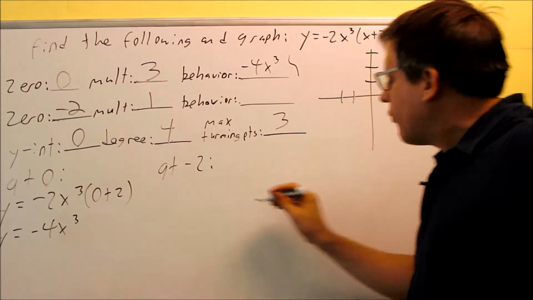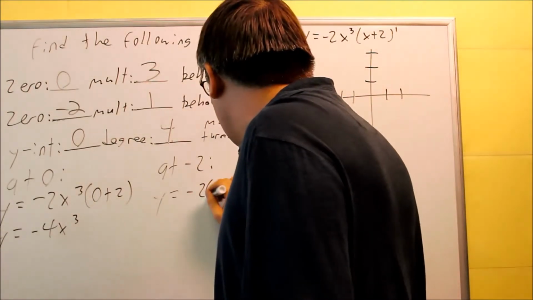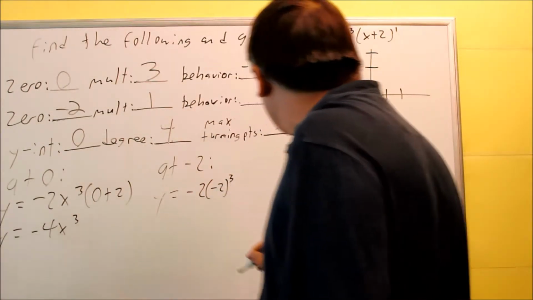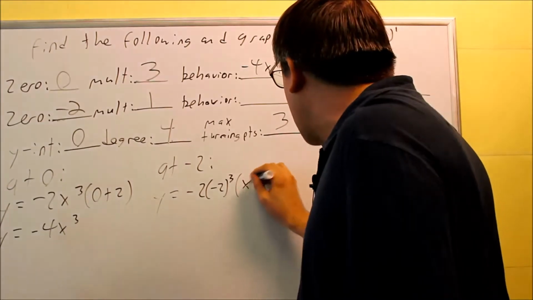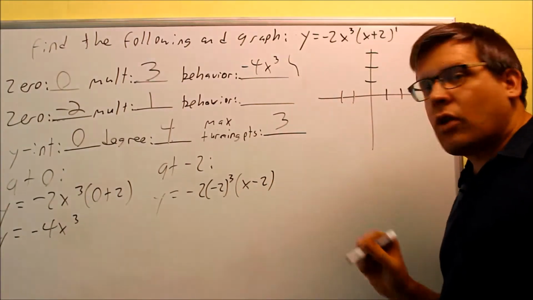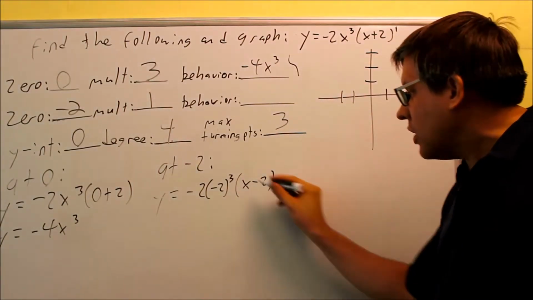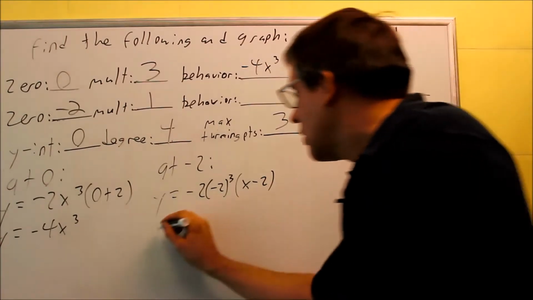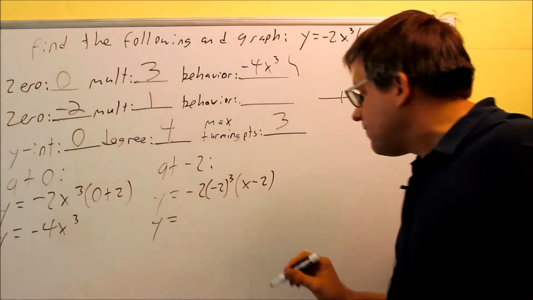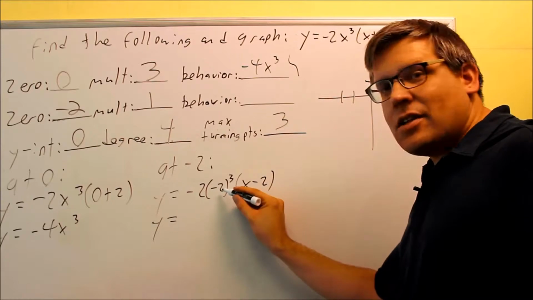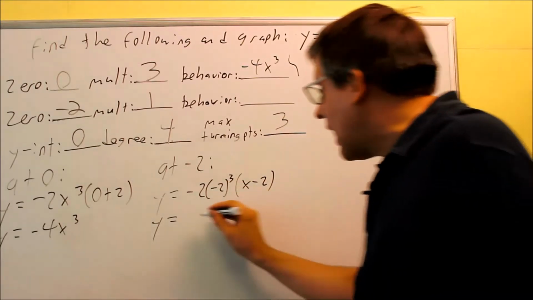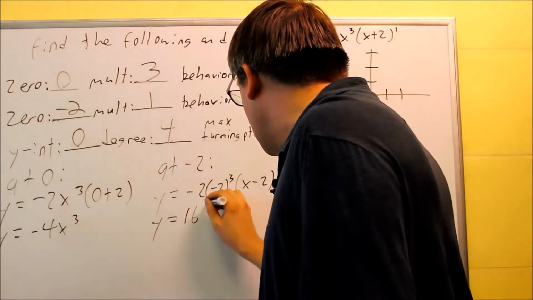Negative 2 will go into the first x right there, and then I'm not going to put anything in the second one because otherwise everything will cancel out. I want to leave that as just an x. Okay, so now I'm going to simplify it. That gives me negative 8 times negative 2, that's positive 16.